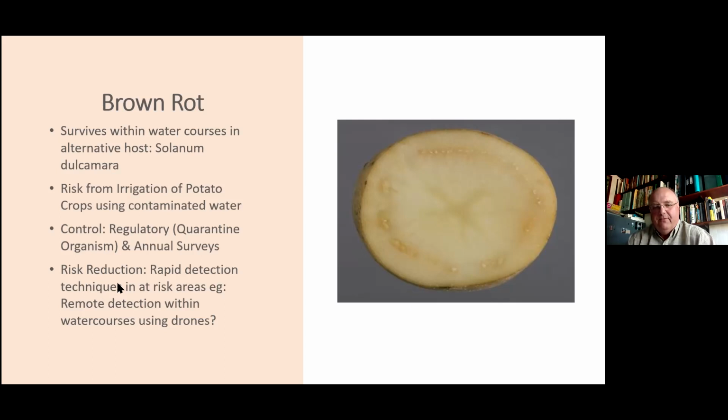So one of the potential areas where science may well be able to help in the survey of brown rot would be if they can do any remote sensing of infected Solanum dulcamara. Now, whether that's going to be possible going forward, I don't know. I gather there's good moves towards using different areas of the light spectrum to detect diseased plants within crops. So whether it's sensitive enough to do that within plants within a watercourse, I don't know. But that's one area that I think will be helpful.